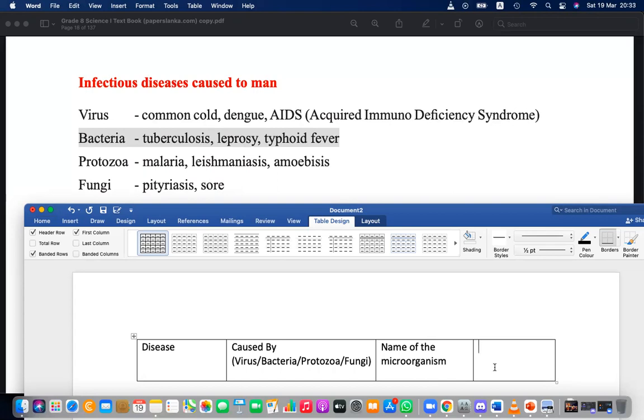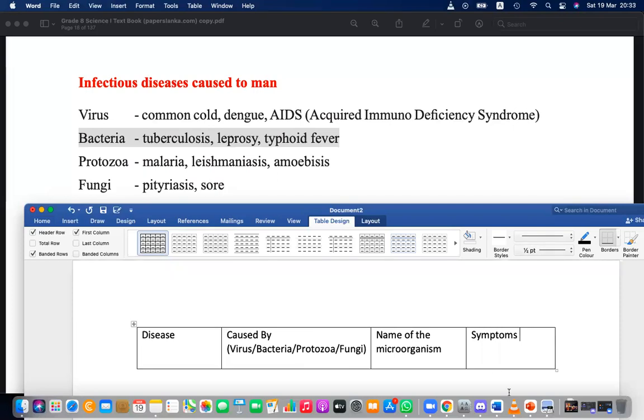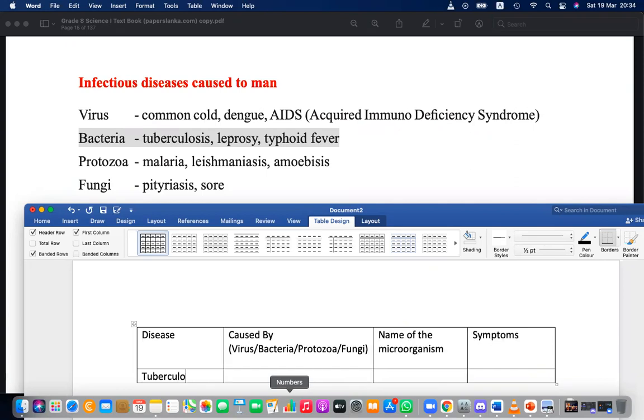Then symptoms. As an example, you can write down this. So I'll give one example, then you have to fill it as homework. My example is, so let's take tuberculosis as a disease.